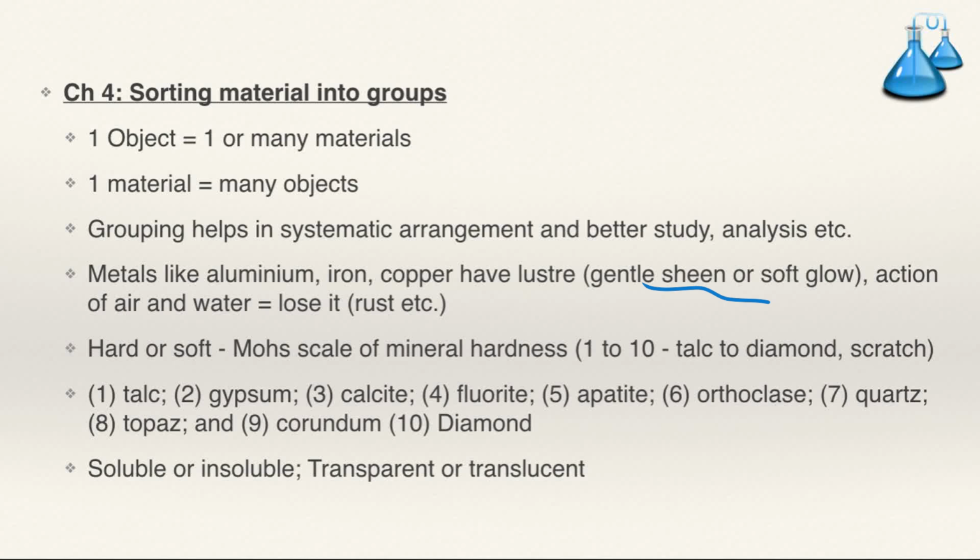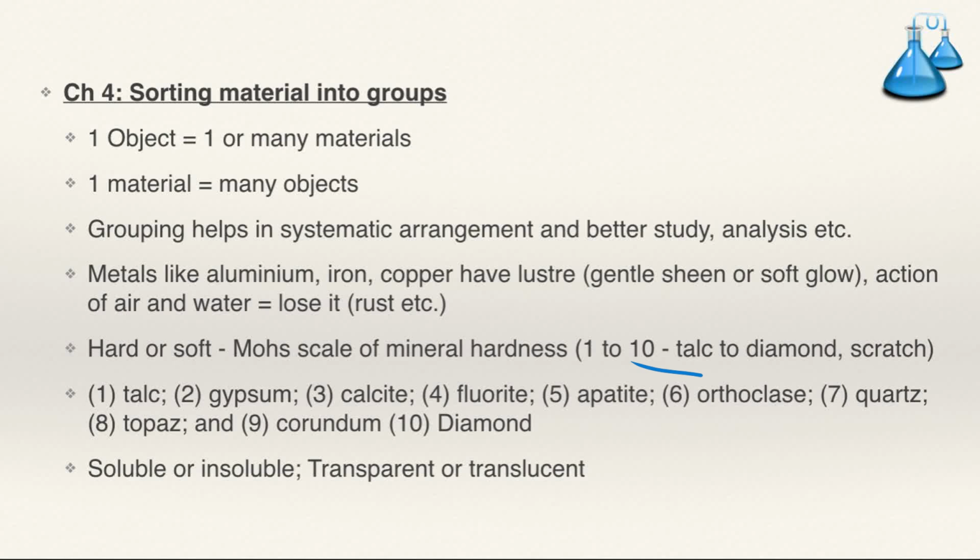Now whether a material is hard or soft can be determined by the Mohs scale of mineral hardness, where 1 is the softest material and 10 is the hardest, that is diamond. Materials scratch each other. For example, no material out of these can produce a scratch on diamond, but 10 can scratch 9, 9 can scratch 8, 7 can scratch 6, etc. You just remember this table, it helps a lot.